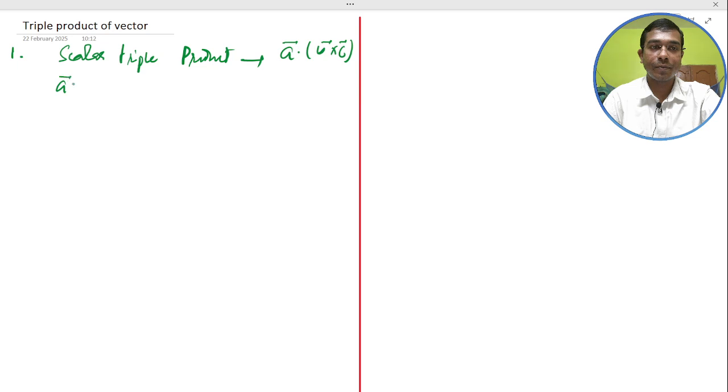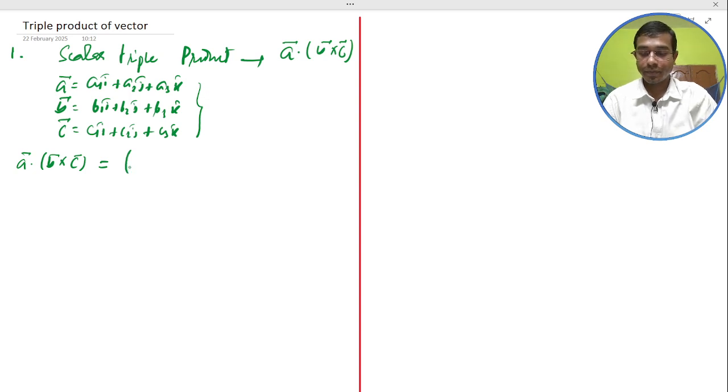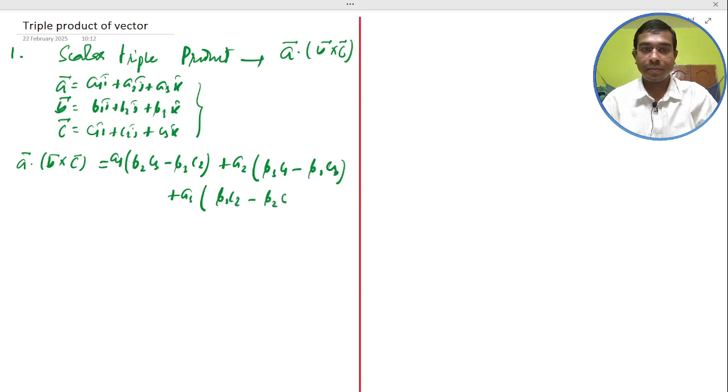Suppose the A vector is in the form A1 i plus A2 j plus A3 k, B is B1 i plus B2 j plus B3 k, and C is C1 i plus C2 j plus C3 k. Then A dot B cross C will become, putting these values, A1 into (B2 C3 minus B3 C2) plus A2 into (B3 C1 minus B1 C3) plus A3 into (B1 C2 minus B2 C1).